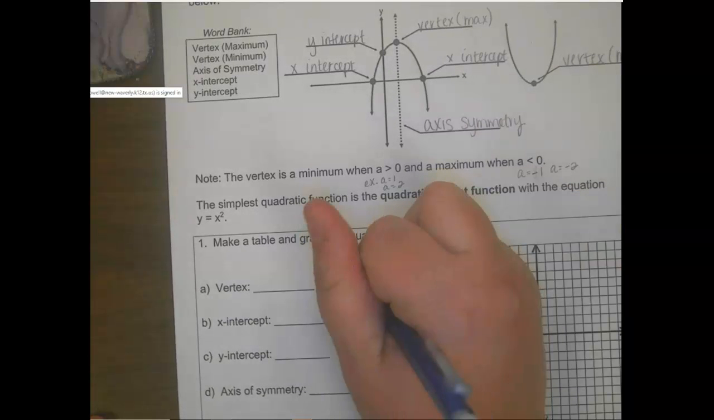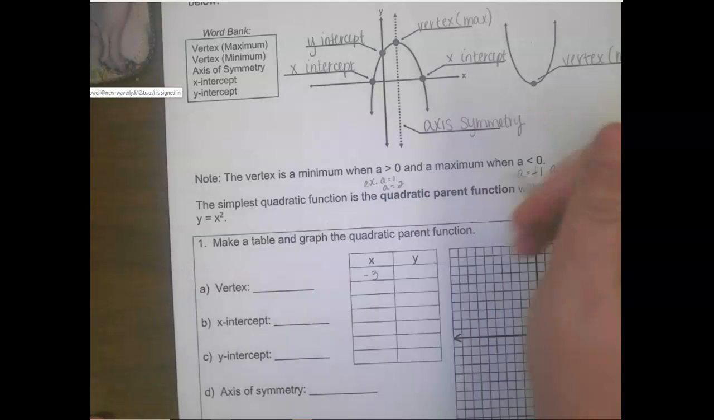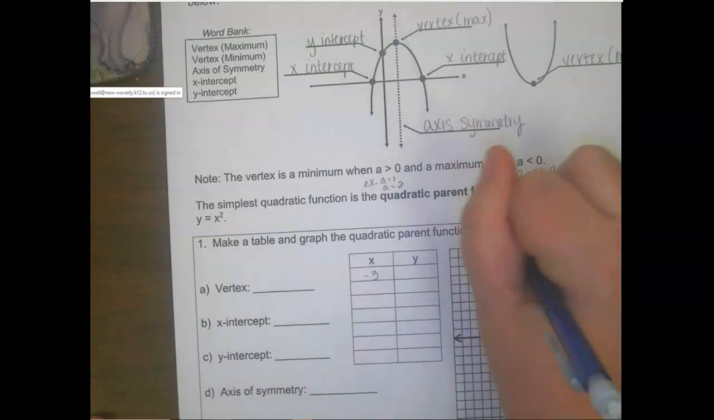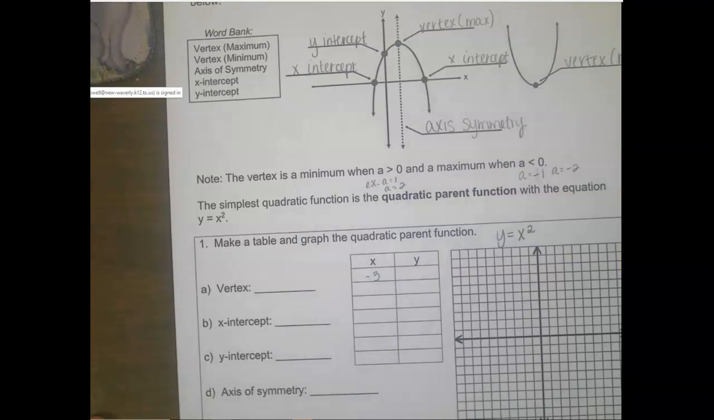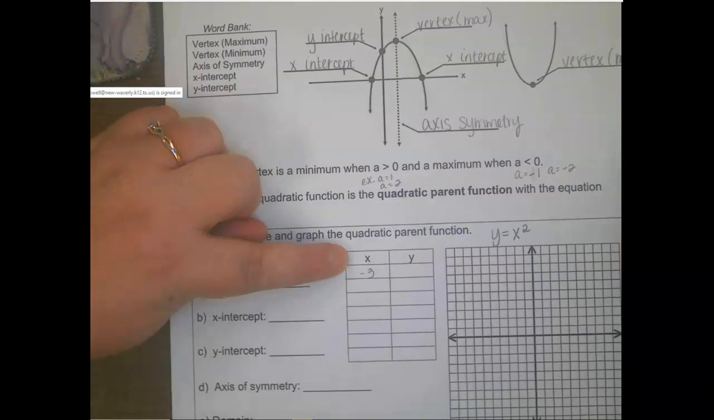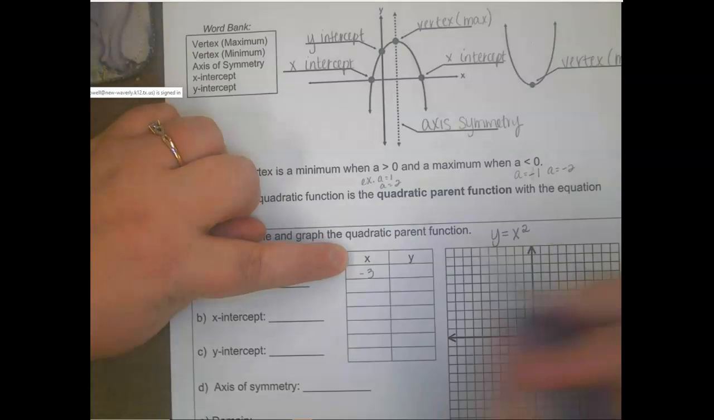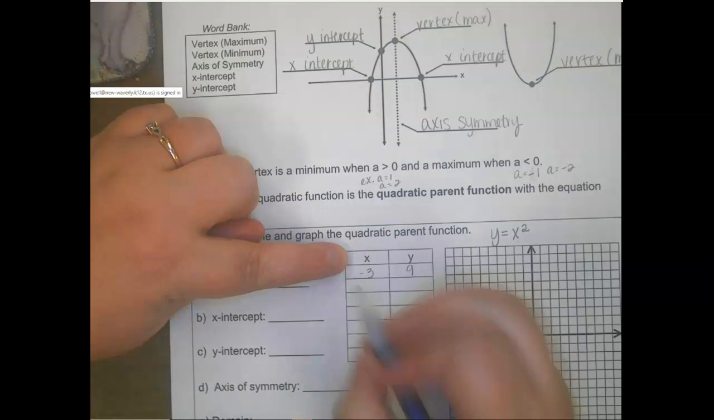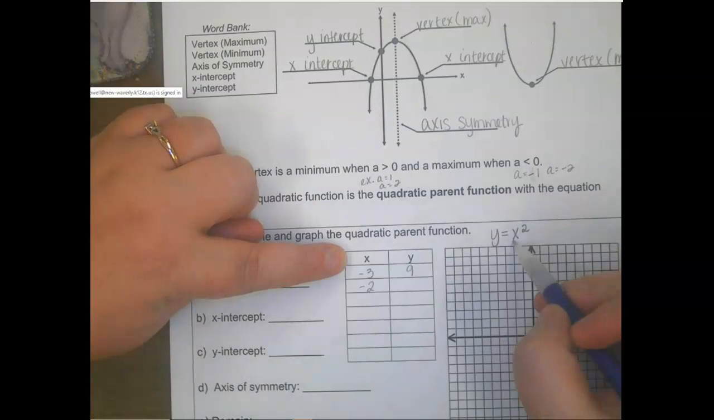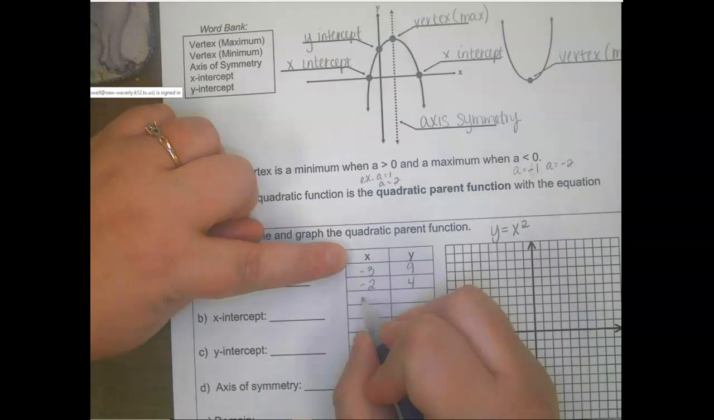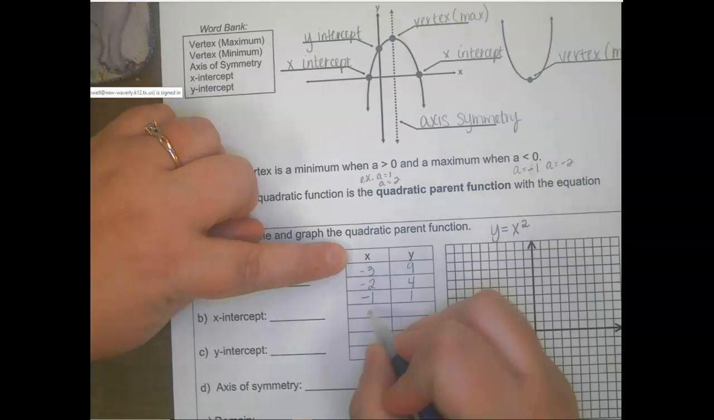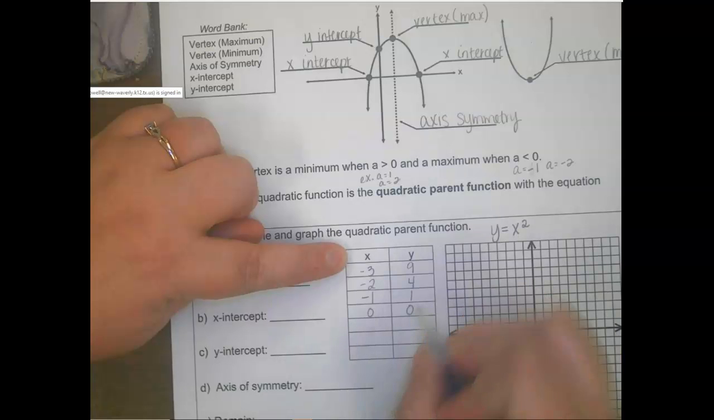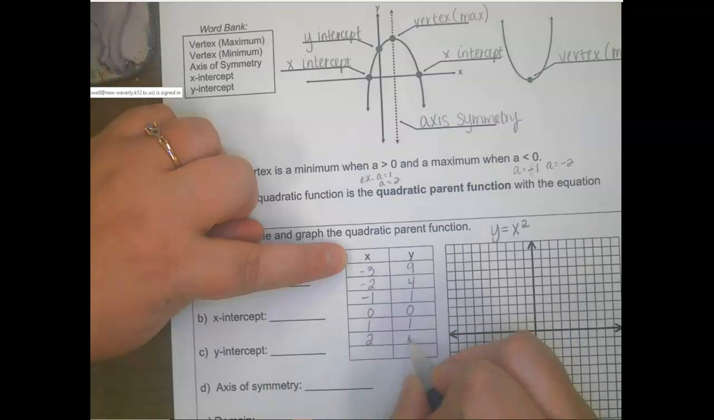So let's start with negative 3. Now, our parent function is y equals x squared. I'm going to write it over here so it's with our problem. So when x is negative 3, squared is 9. Now, I'm just coming up with some x values just so we can see what this looks like. Negative 2 squared is going to be 4. Negative 1 squared is going to be 1. 0 squared will be 0. 1 squared will be 1. 2 squared will be 4, and 3 squared is going to be 9.